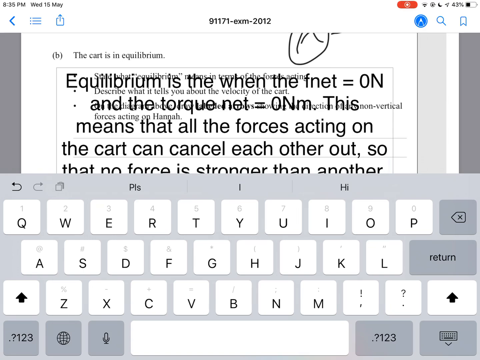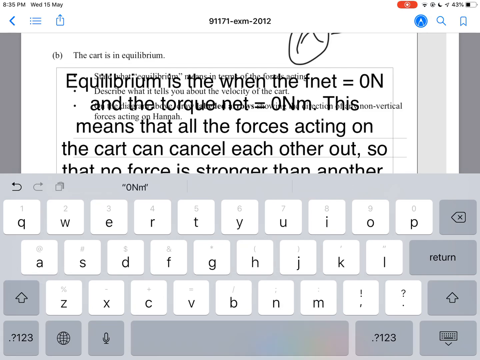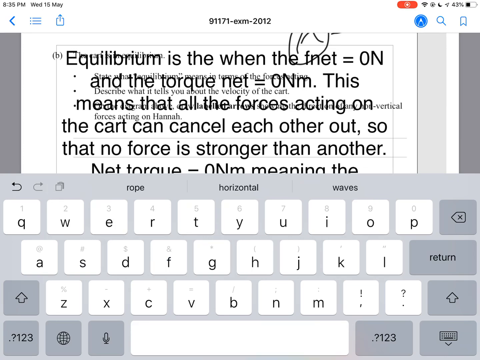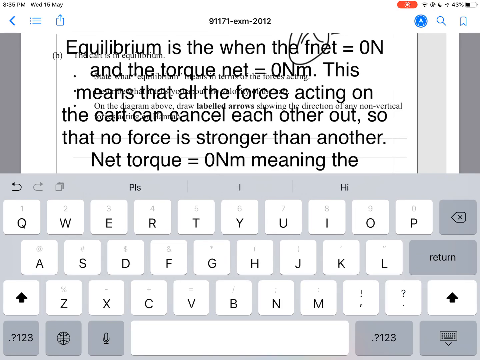And I'm also going to say the net torque is equal to 0 Newton meters, meaning that the torques are balanced on both sides of the pivot, and this means there is no rotational acceleration. Okay, so now we're done explaining what equilibrium is. We haven't explained what effect it has on the velocity, okay?